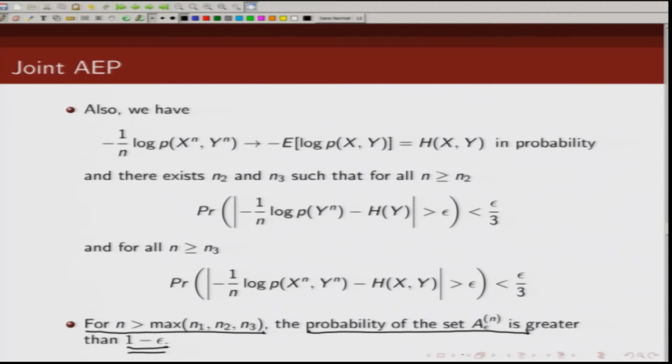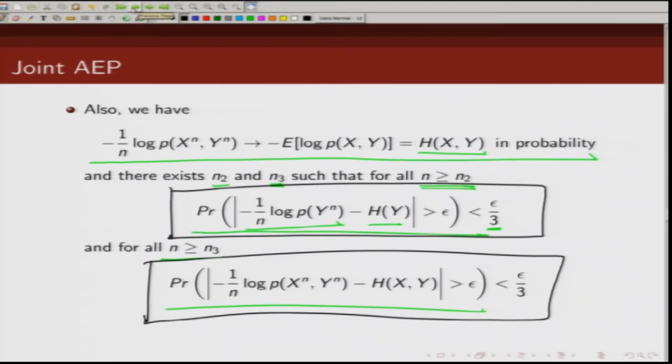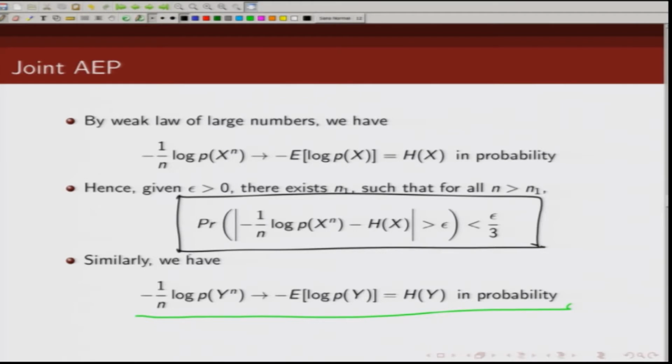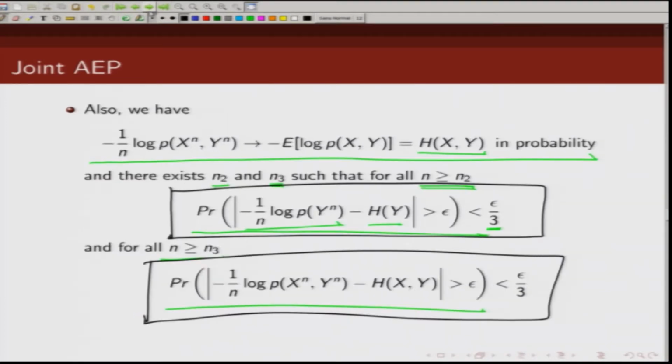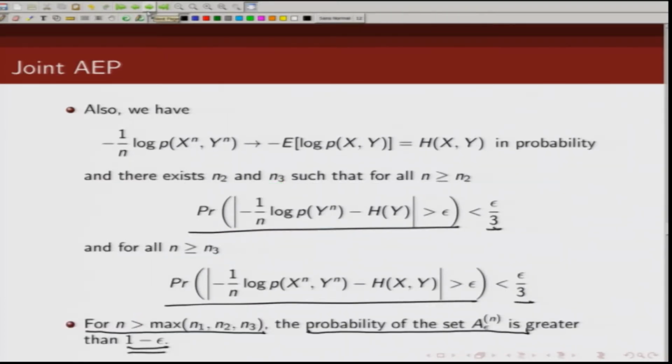of the typical set to be greater than 1 minus epsilon, because the probability of this is less than epsilon by 3, the probability of this is less than epsilon by 3, and this probability is also less than epsilon by 3. So if we add these probabilities, we get an overall probability less than epsilon. So in other words, the probability that it belongs to the typical set is then 1 minus epsilon, which is the complement of this probability.